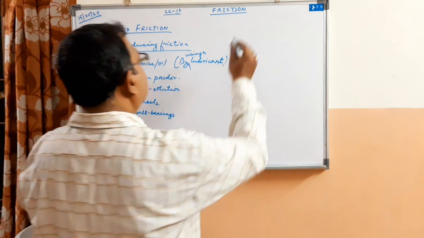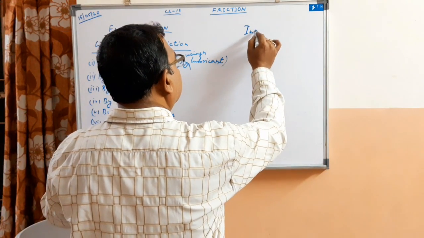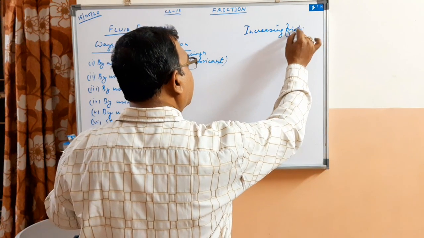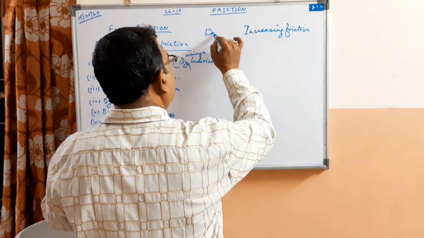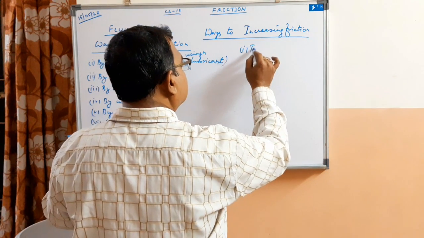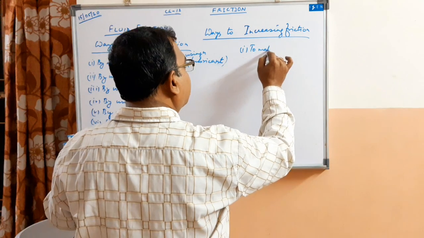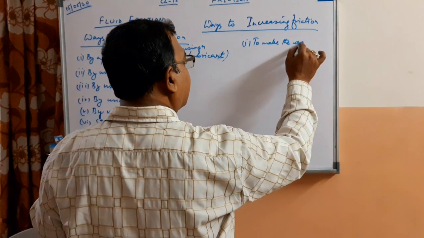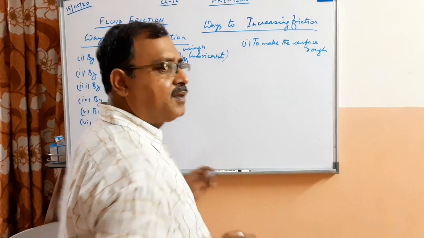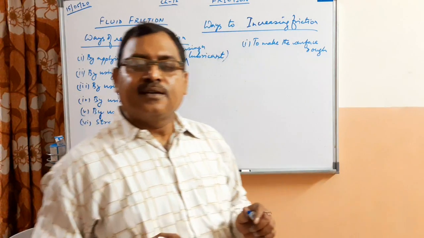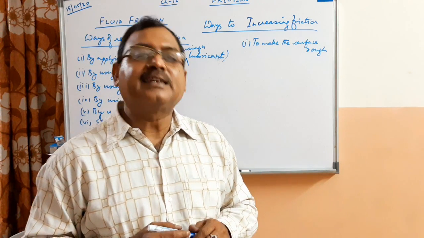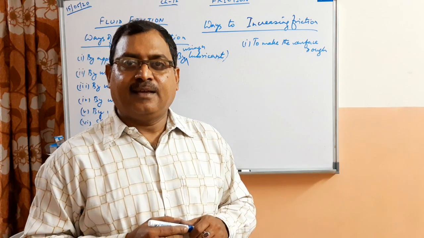First way of increasing friction is to make the surface rough. If you make the surface rough, then frictional force will automatically increase. Right?